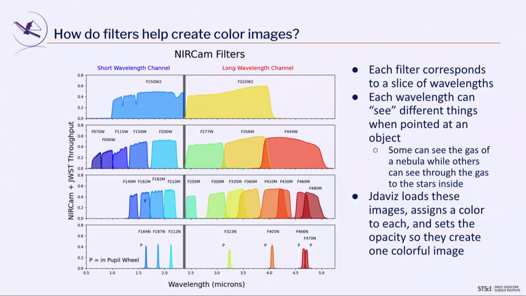Some wavelengths are great at seeing the dust on the outside of a nebula or a galaxy, and some, especially in the infrared, can see through that. And JDAVIZ allows us to load all of those images representing each of those filters, assign a color to each, change the opacity, and essentially layer them on top of each other to create one colorful image.